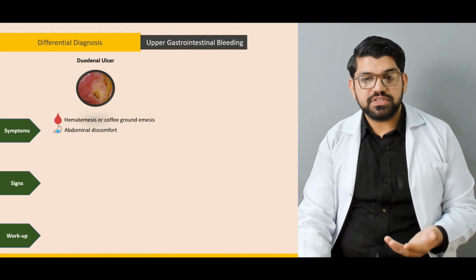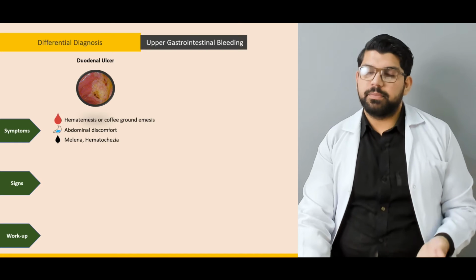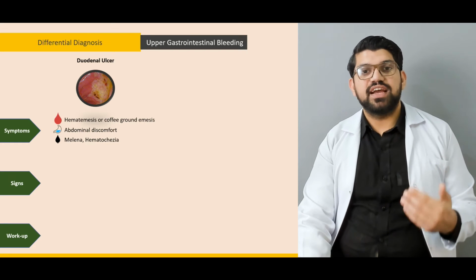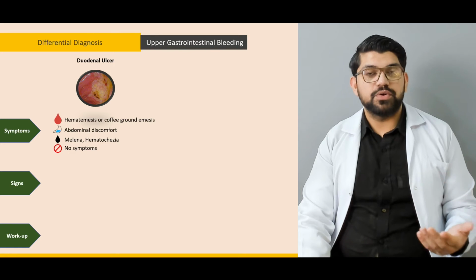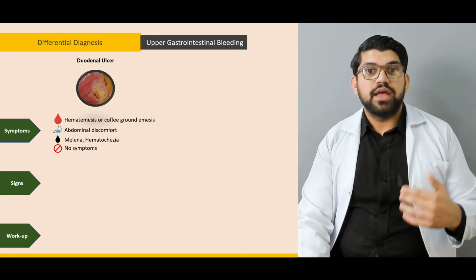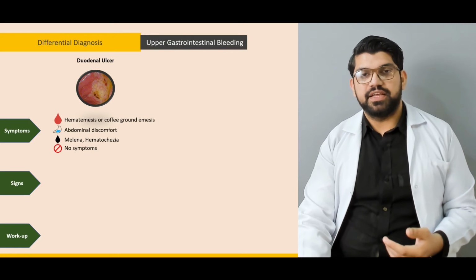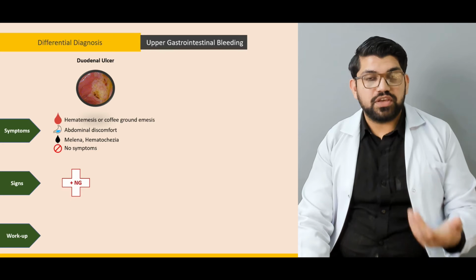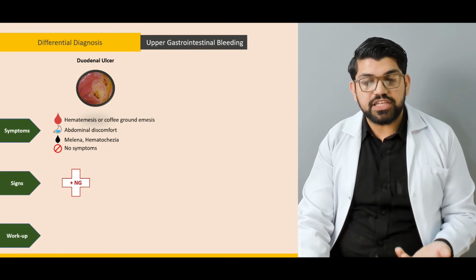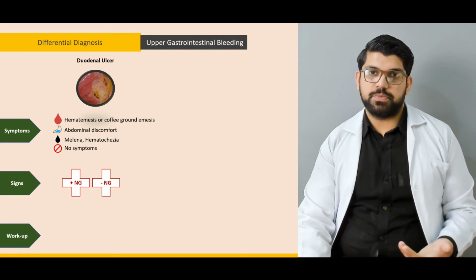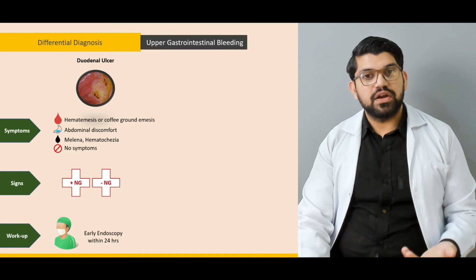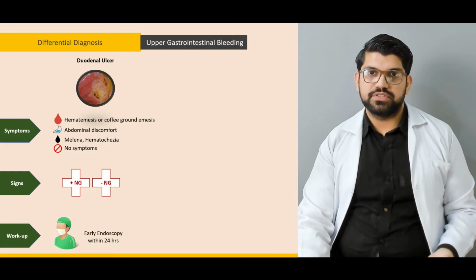Abdominal discomfort, melena or hematochezia. Again, the signs of upper GI bleed. There can be no symptoms. At times, there can be a painless bleeding. So nasogastric tube aspiration can be positive in these patients or it may not be positive. Early endoscopy within 24 hours.